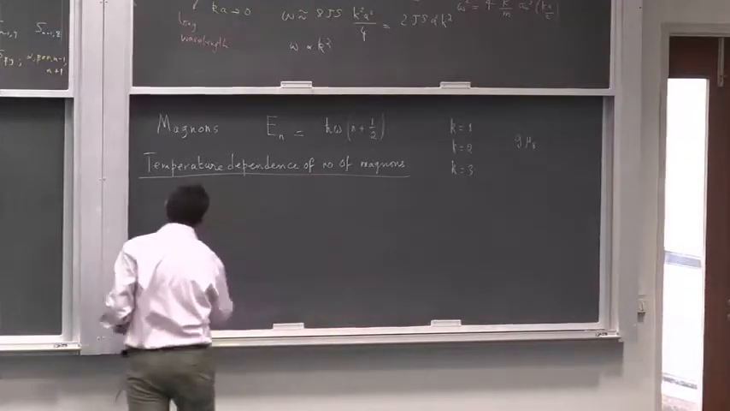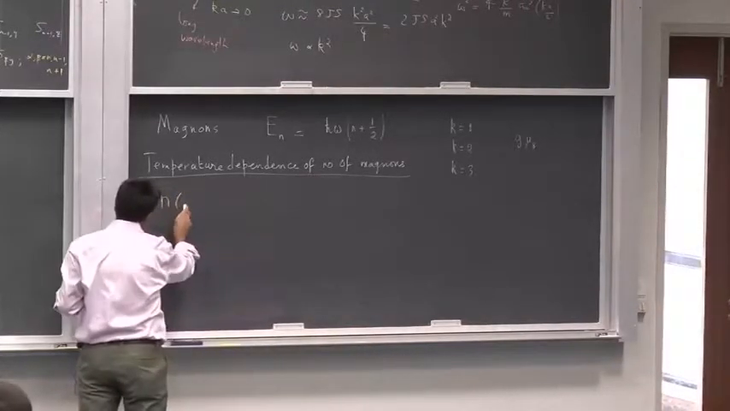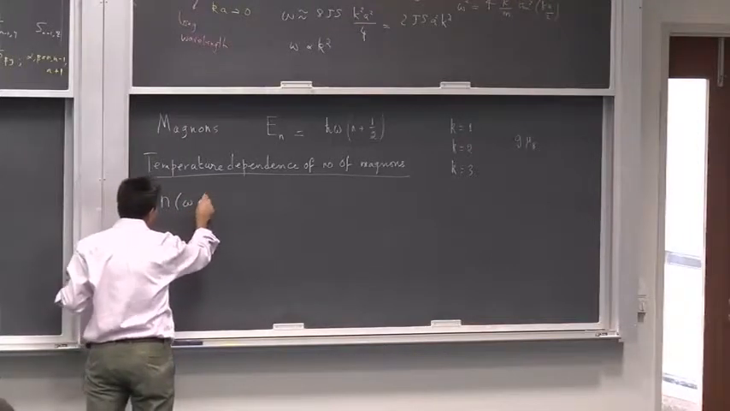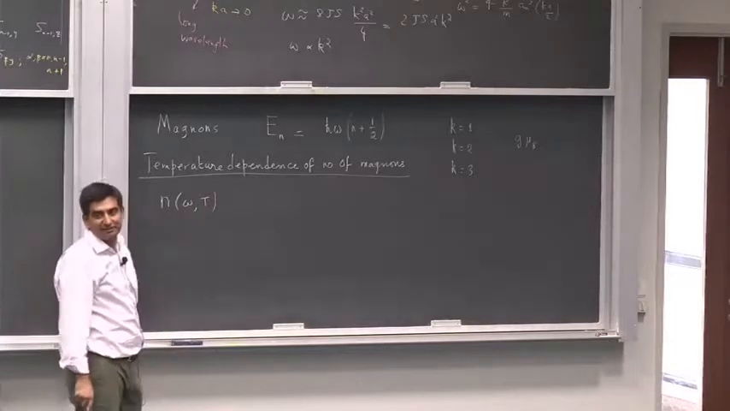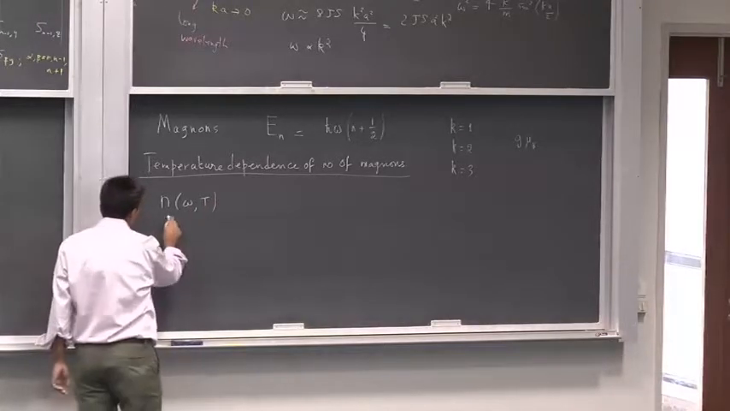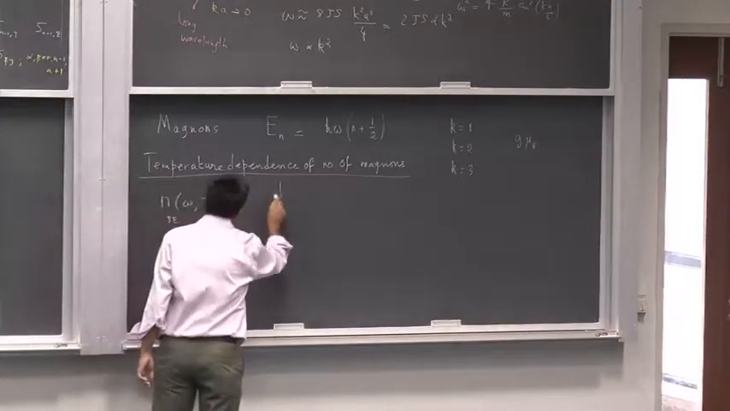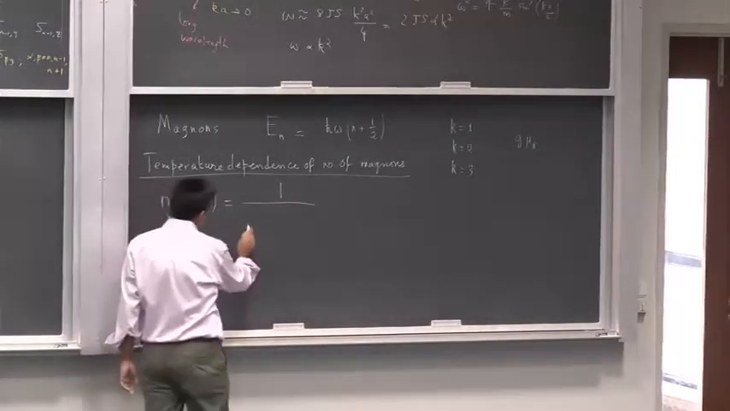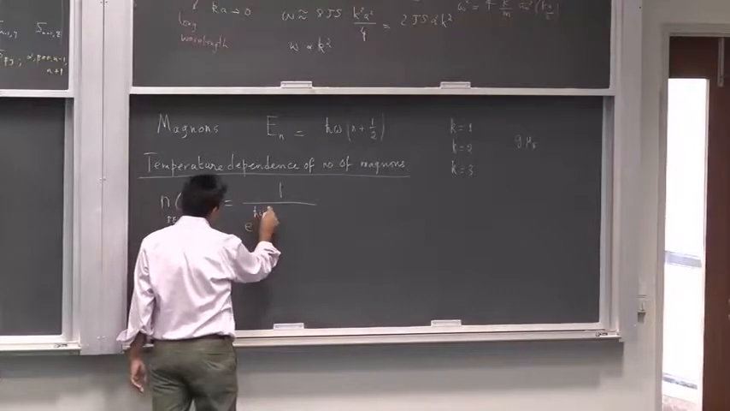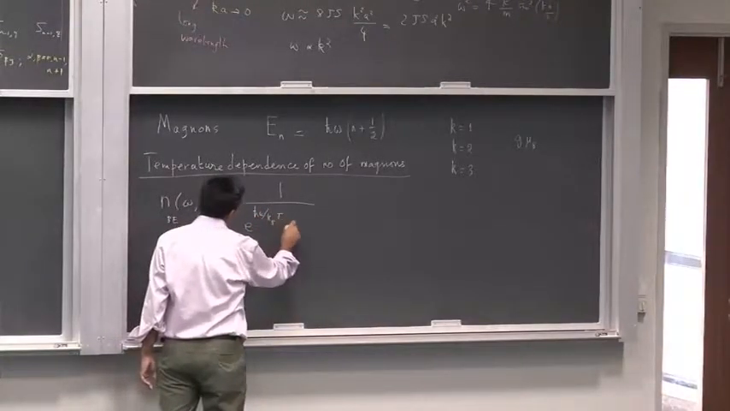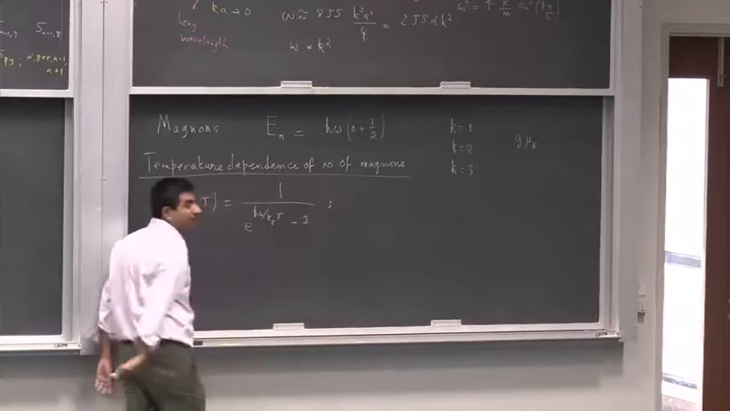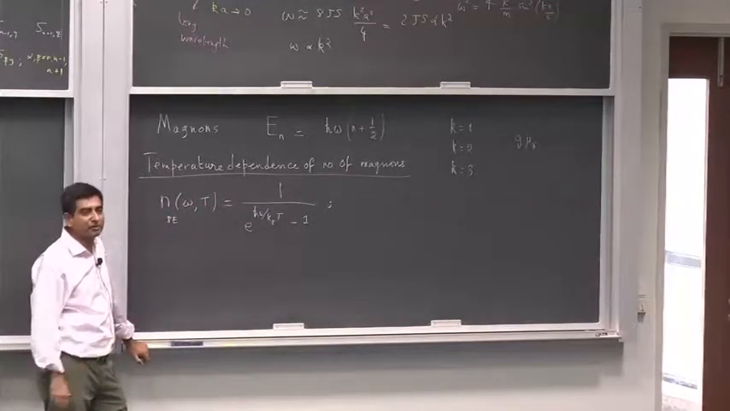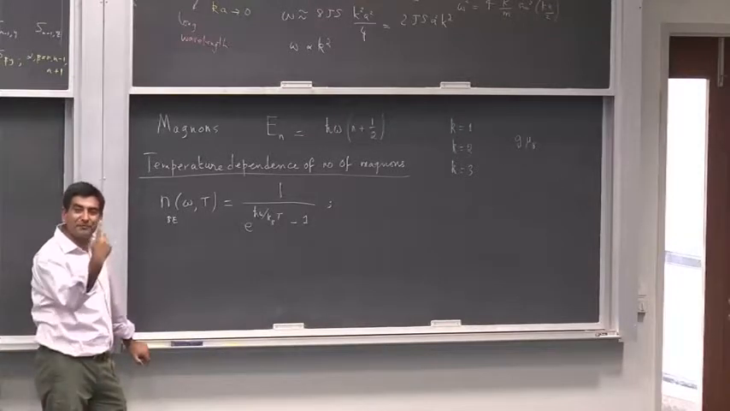Which means that the number of magnons, dependent upon the frequency at a certain temperature, will be given by the Bose-Einstein distribution. So the number of magnons at a certain temperature per unit volume is going to be given by 1 over e to the h bar omega over kBT minus 1. This is simply the Bose-Einstein distribution. Because magnons are bosons, they are spin 1 particles.